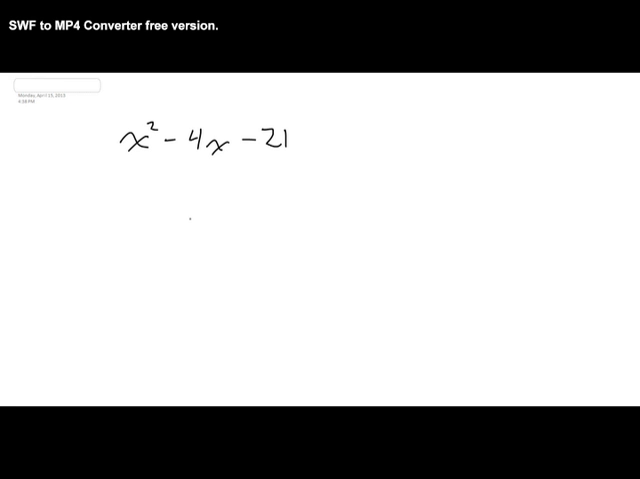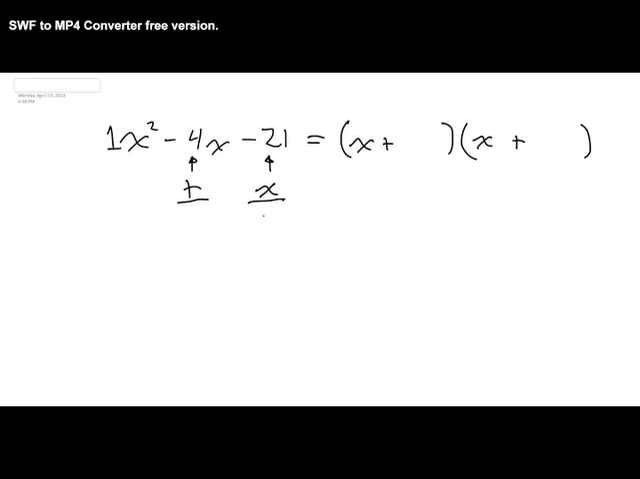We've got x squared minus 4x minus 21, and we want to set this up to be one binomial times another binomial. Because the coefficient in front of the x squared is a 1, we know at least part of our binomial: it's going to be x plus something times x plus something. Now we're going to use our trick. I have two numbers that I have to find. They have to add to make -4, and they have to multiply to make -21.